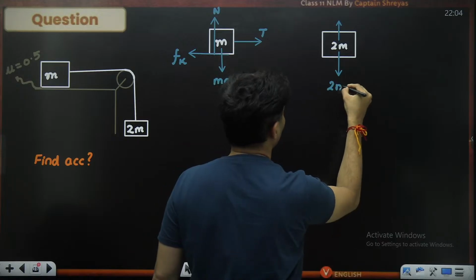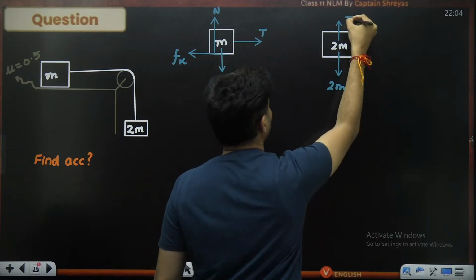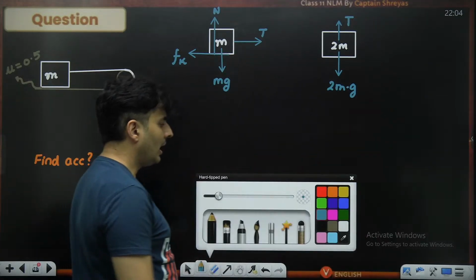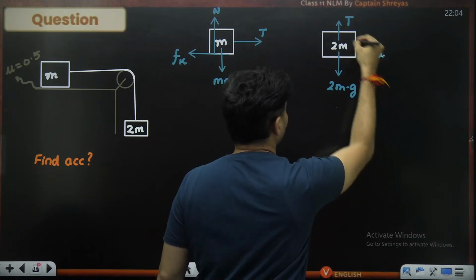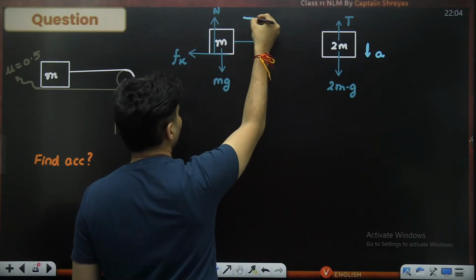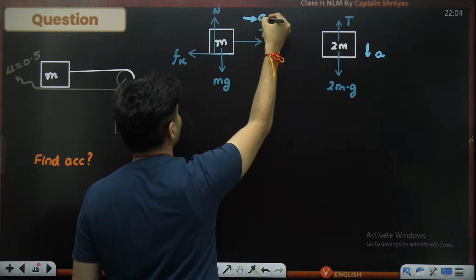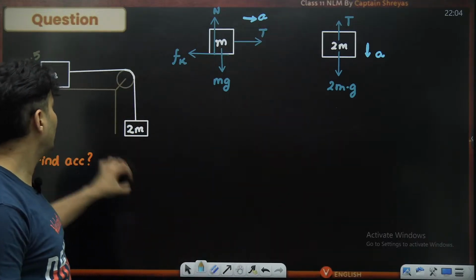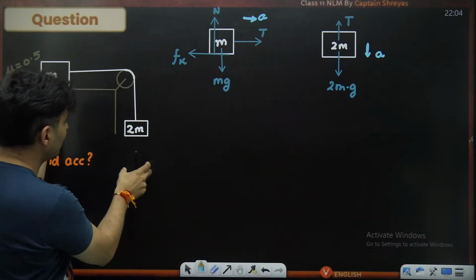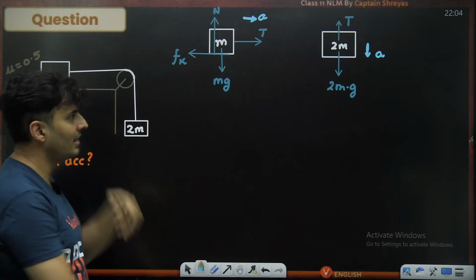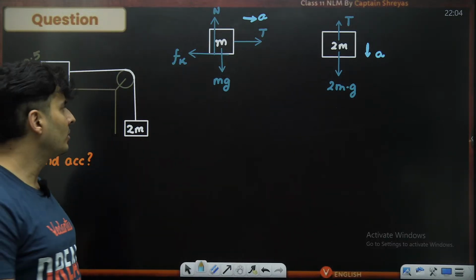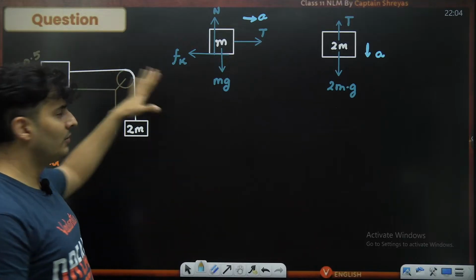There is 2m into g, and of course there is tension. And we should definitely not forget the acceleration, the effect. This 2m will come down, this mass will go exactly the same amount by an acceleration of a. This will come down, this will go right. If this moves 5 meters, this will move 5 meters. This moves x, this will move x. This goes a, this goes a. Same acceleration in magnitude. That's it. Nothing else we have forgotten.